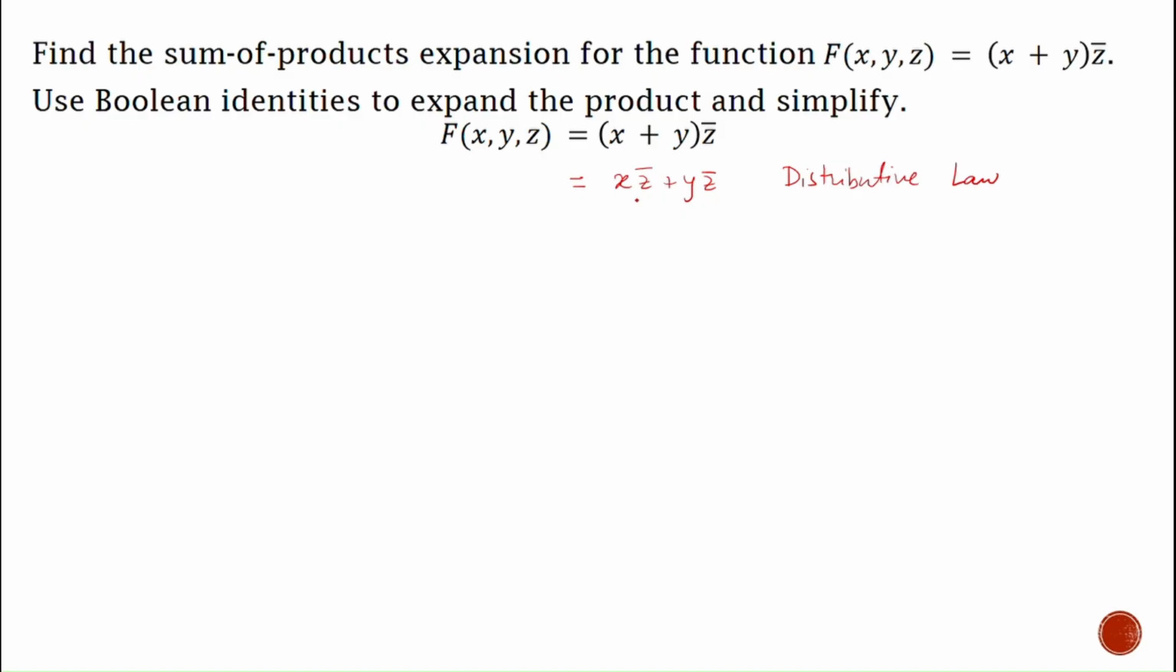Now, since this is a sum of products but not a sum of min terms, in order to make it min terms we introduce the variable which is missing. In this term you see that the variable y is missing, and in this term the variable x is missing. So we apply the identity law by multiplying by 1 between x and z bar, and here in the place of x we multiply by 1. This is the unit property or identity law.